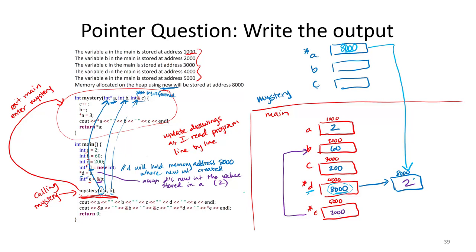So since I plugged in d's value 8000 into mystery, that is how we both point at that new int 2. The next value we substitute into mystery is the value c in main, our variable c. So in this case, c is just an int. So we're plugging in our variable c in main into our variable b in mystery. So we take the 200 stored in c and we plug it in to the 200 in mystery, or to variable b in mystery.